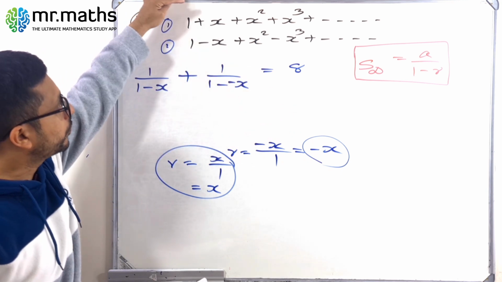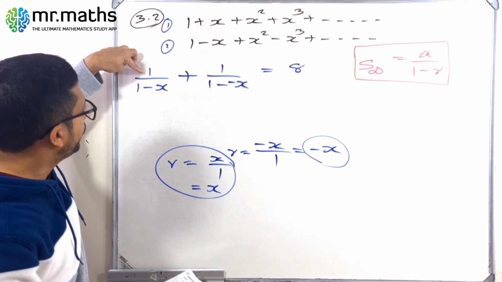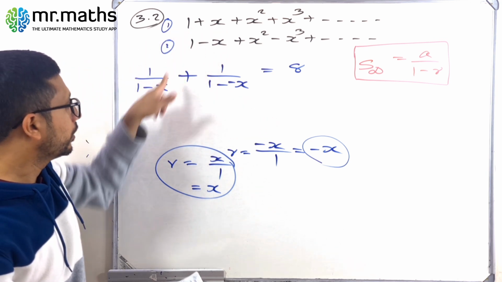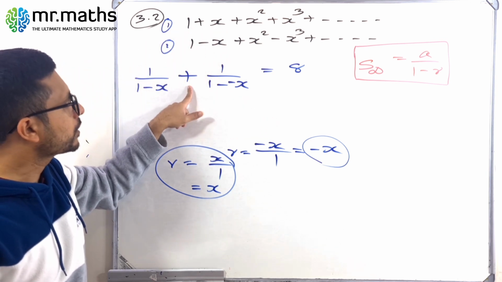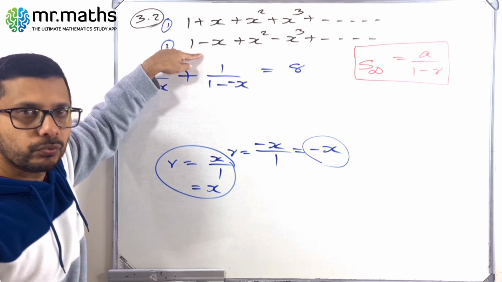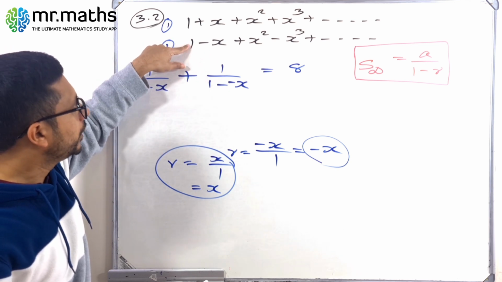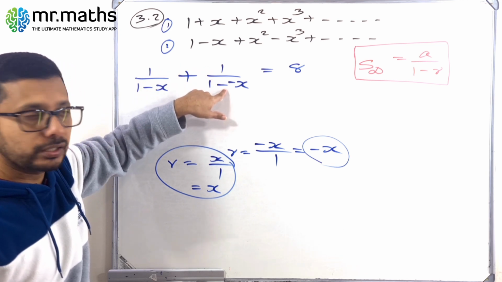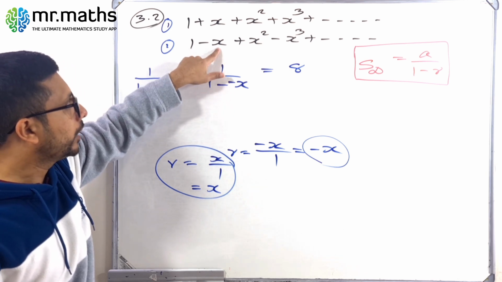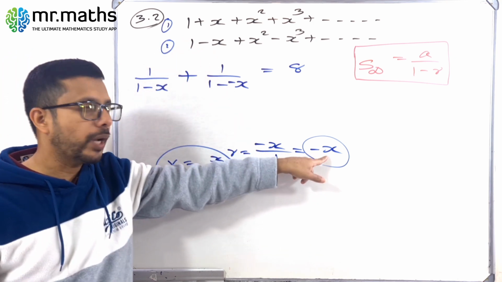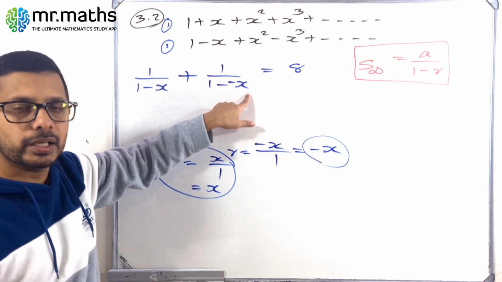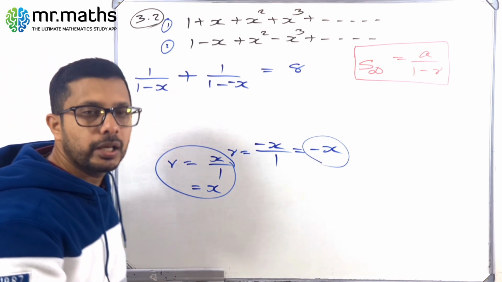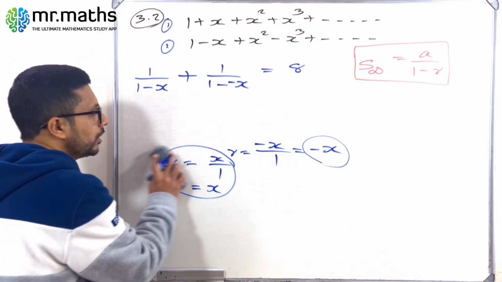For the first series, a is 1 divided by 1 minus r. What is r? x by 1, that is x. Plus, now the second series, same formula. a divided by 1 minus r, here also a is 1. What is r here? That is the difference, r is minus x divided by 1, that is minus x. So the sum is equal to 8. Now we have to simplify this and try to find the value of x. Okay, so let's start.